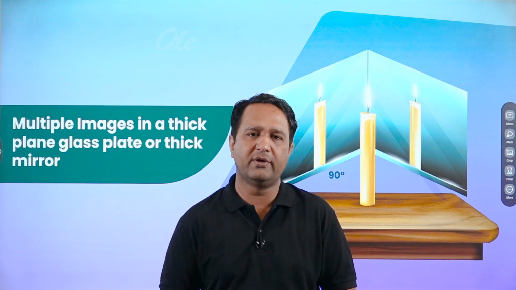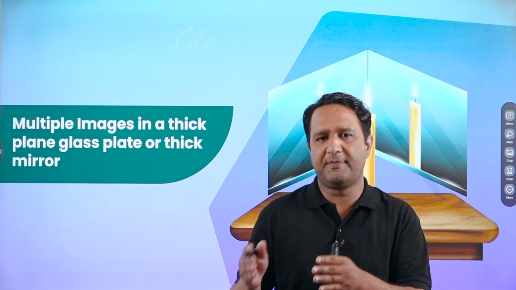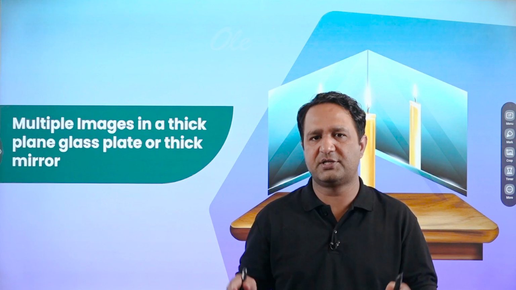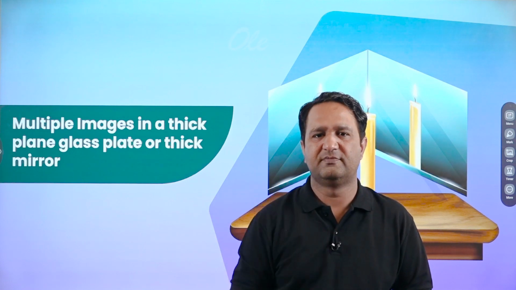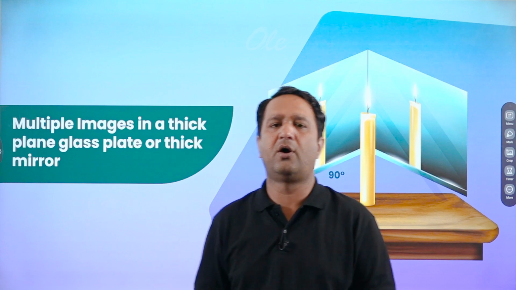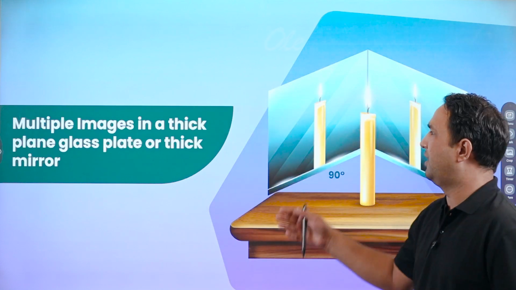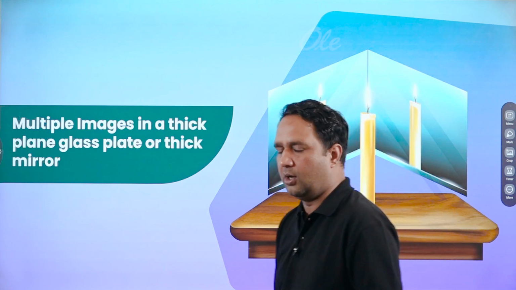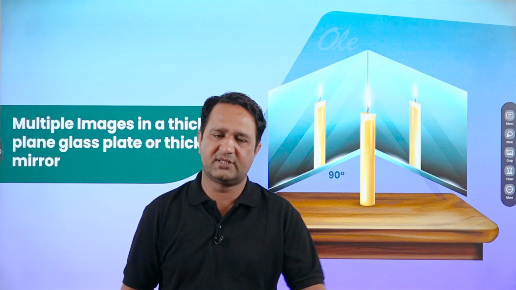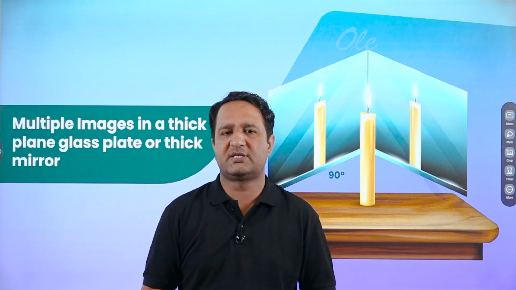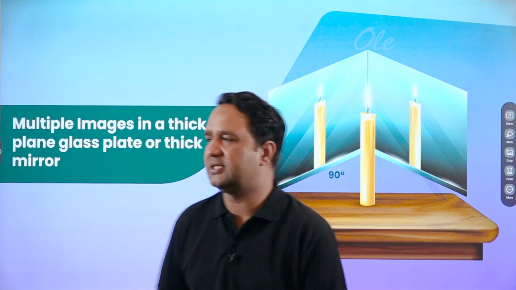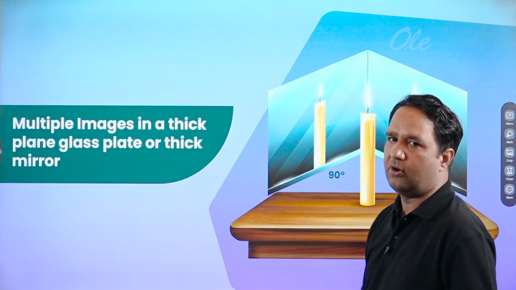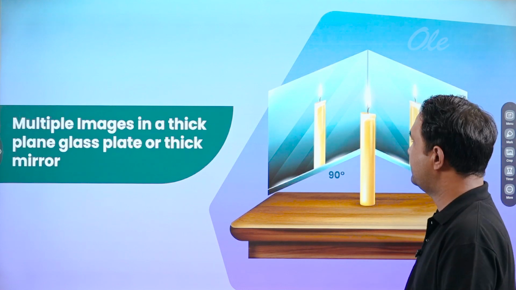In today's session, we are going to discuss the formation of multiple images via refraction through a thick plate, which will be of glass or mirror, right? We can make this glass plate a mirror by coating silver or any other metal on the surface, right? So let's start today's session. What we are going to discuss is multiple image formation in a thick plain glass plate or a thick mirror. So let's start.